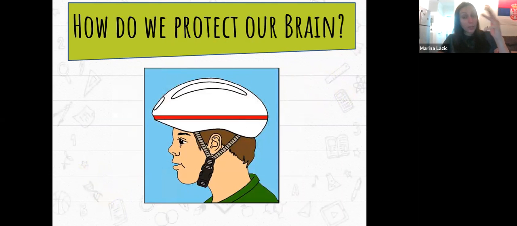Now, it's really important to protect our brain, since we saw that thanks to our brain, we are able to see the world around us, to smell, to touch, to taste. So basically, our brain controls everything in our lives. That is why it's extremely important to protect our brain. And here are some hints how you can do that.